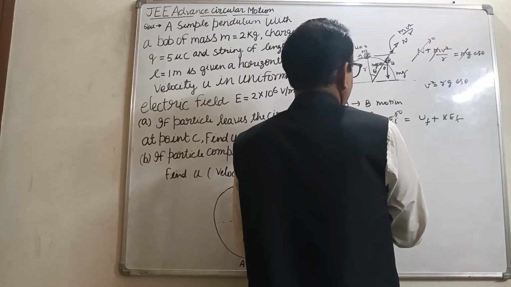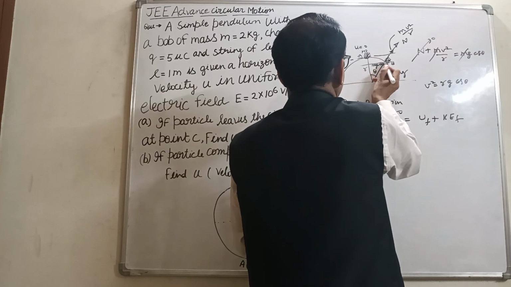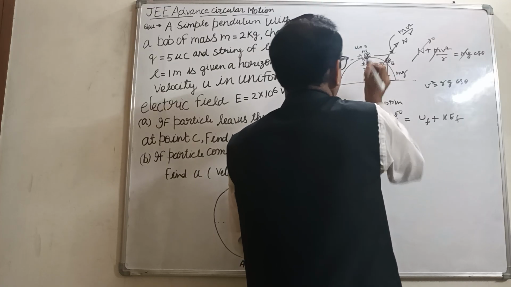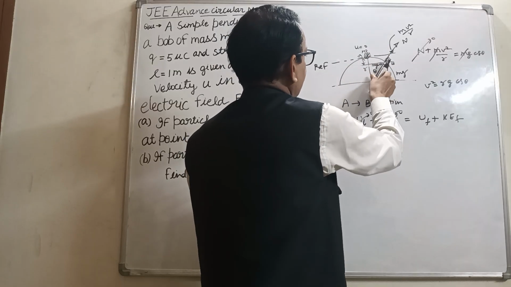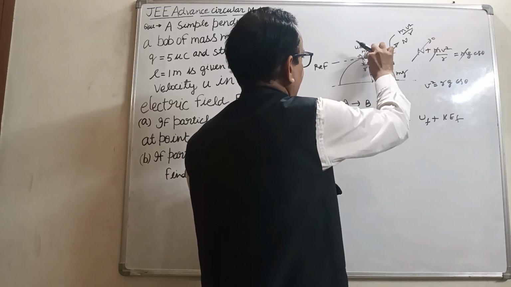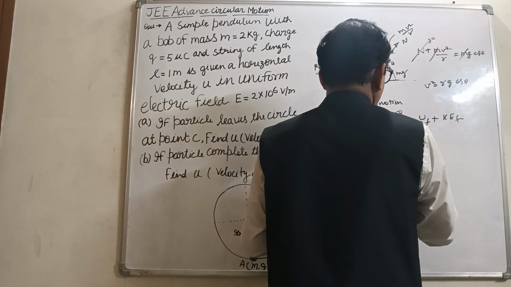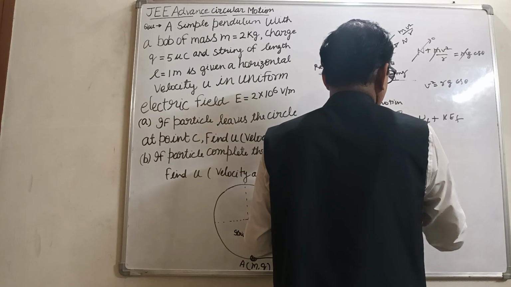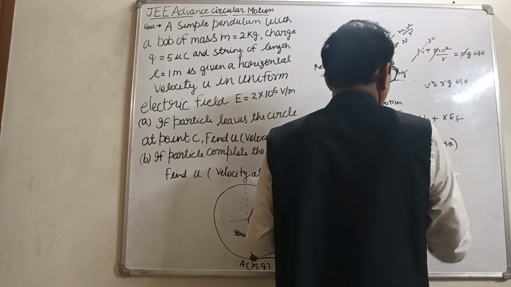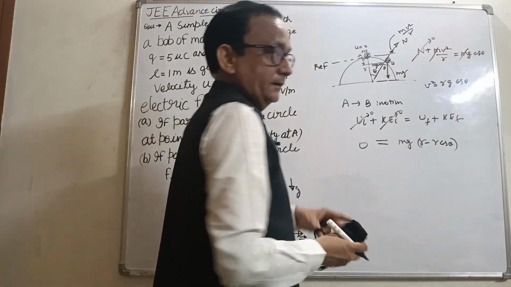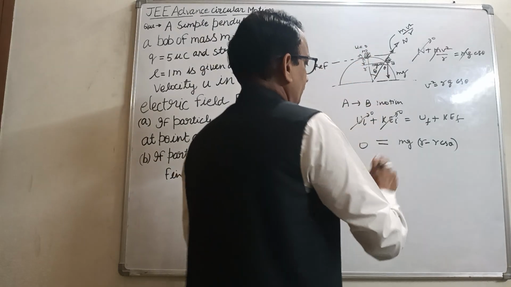For the final potential energy we have to find this distance. The whole length is r, and this length will be r cos theta, so this distance will be r minus r cos theta. So we write mg times r minus r cos theta. This is the difference from the reference, and since we are going downward, this would be negative.